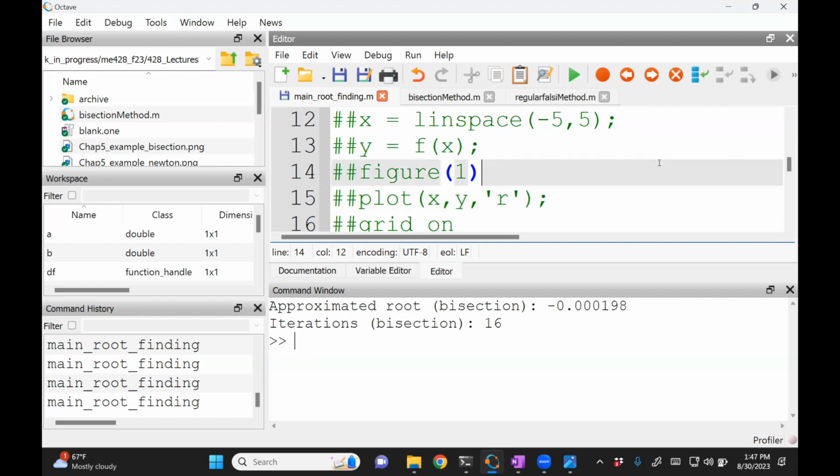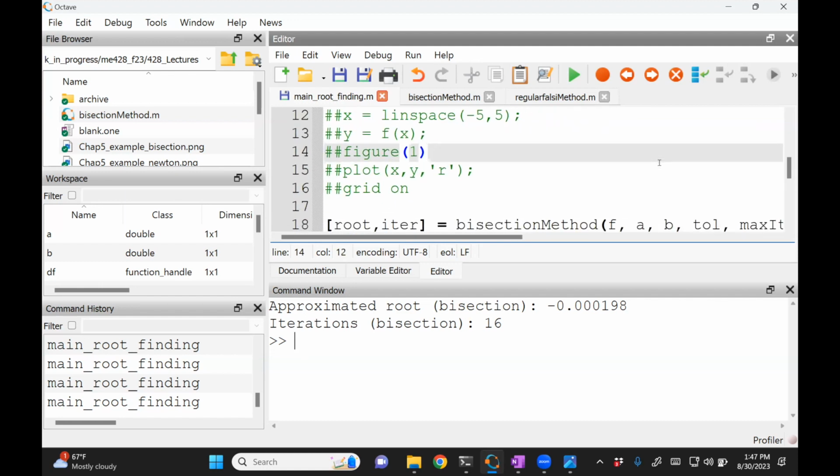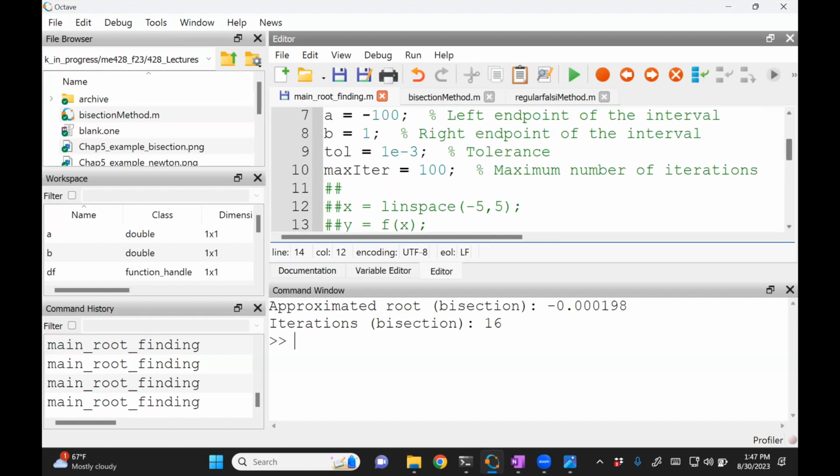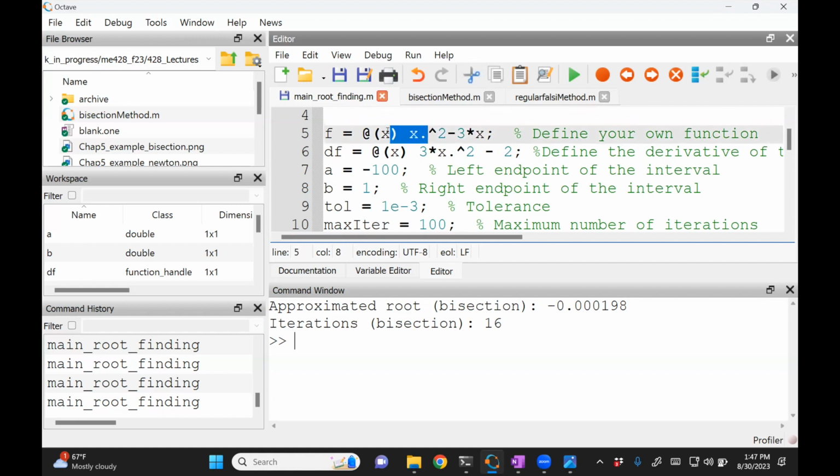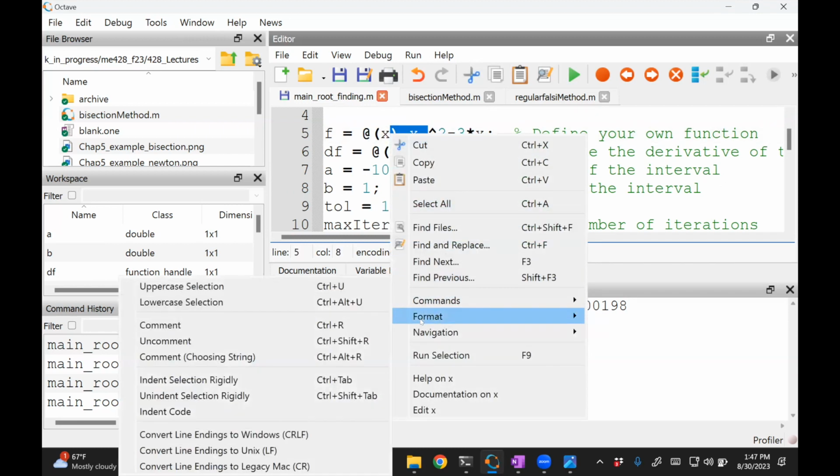Professor, what do you press to comment everything? Control plus R and Control Shift R to uncomment. You can actually find it here if you highlight, right click, format. It says here comment.